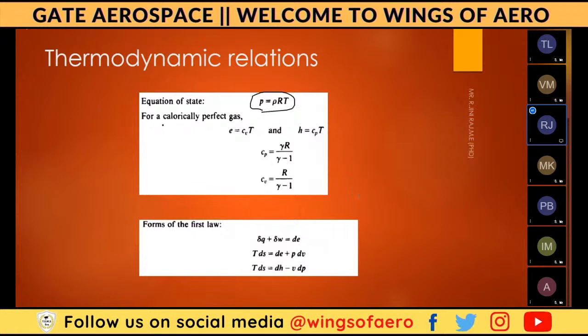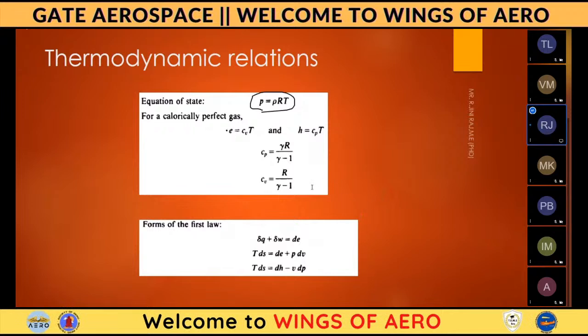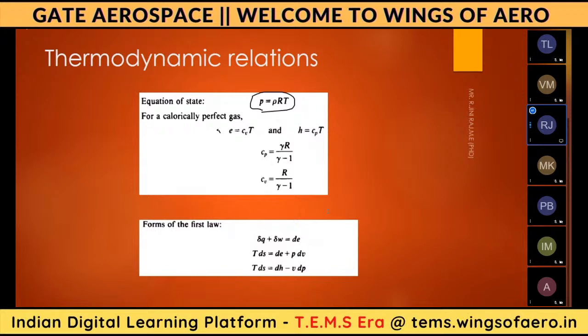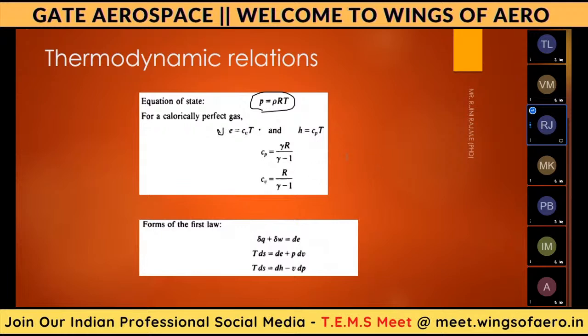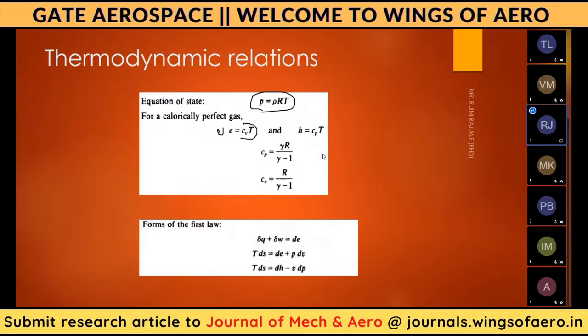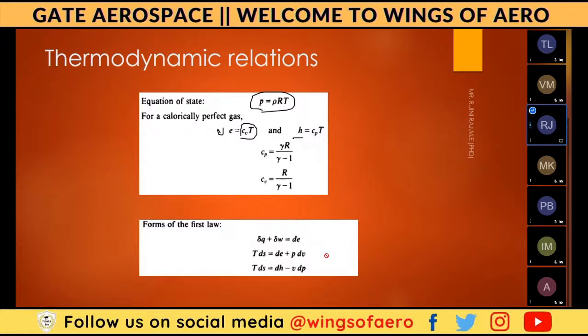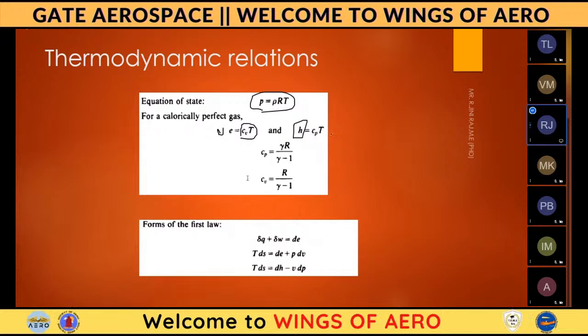So for a calorically perfect gas, this internal energy, you may study the notation, U or E. E equal to m Cv into T. So for unit mass, we will be considering it as Cv into T. So the formula becomes E equal to Cv into T, and enthalpy, where there is addition of heat to a particular medium, H equal to Cp into T.